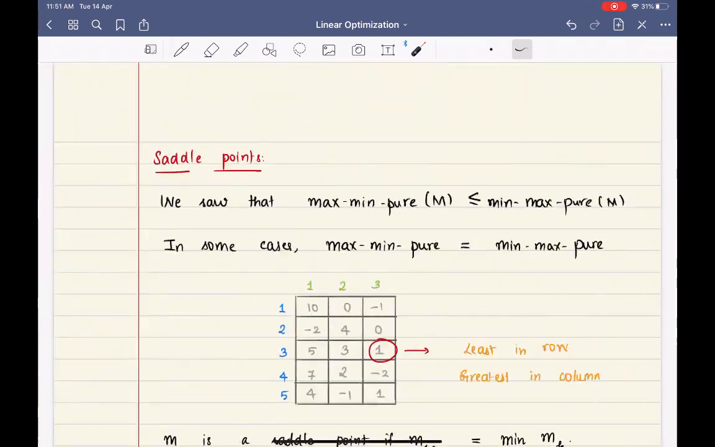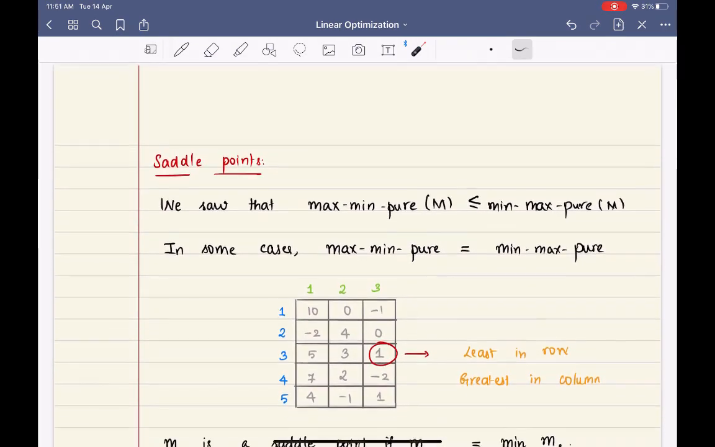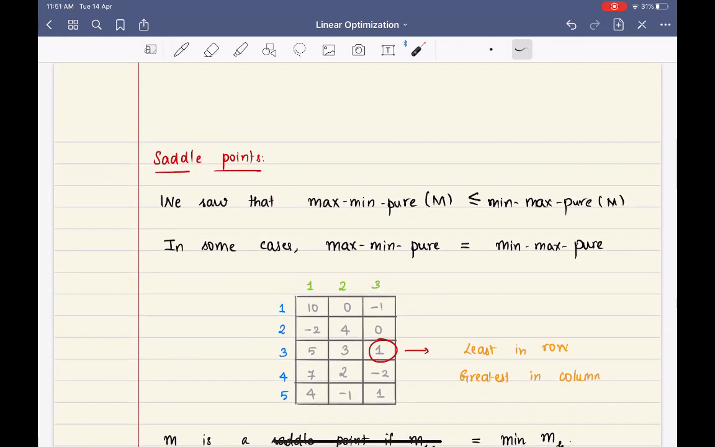Okay, so now we have seen that in general max min pure is less than or equal to min max pure, and in some cases a strict equality is also attained. In particular, there was this example where the max min and min max were both 1. So if you notice, this value is the least in this row and the biggest in this column.